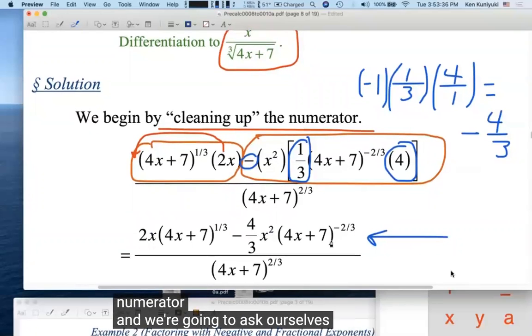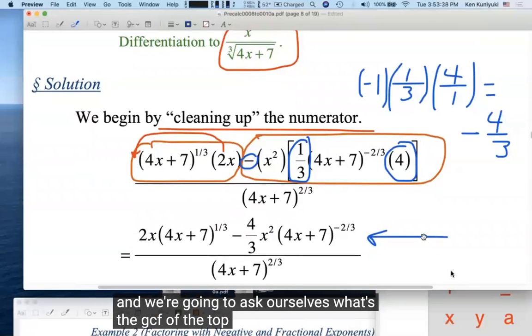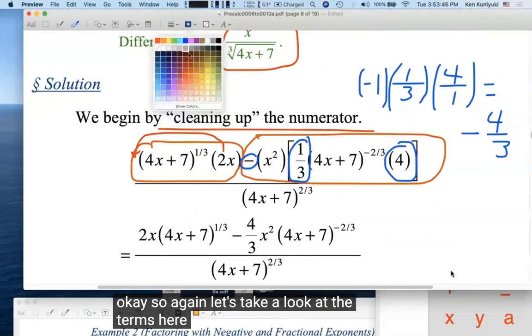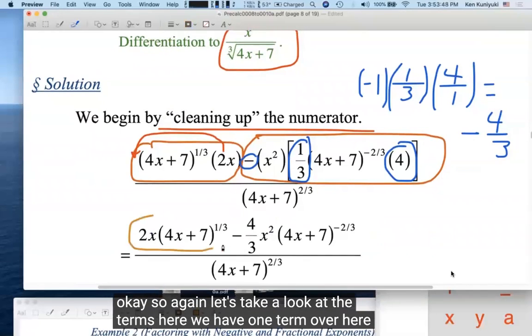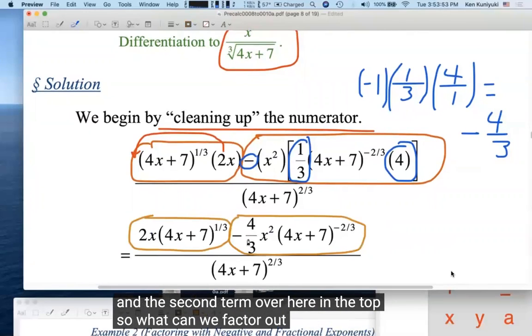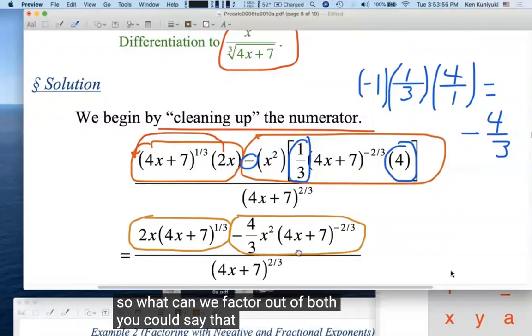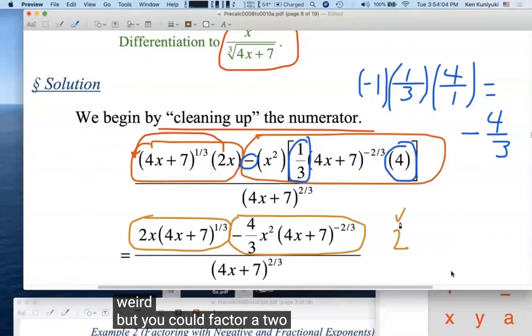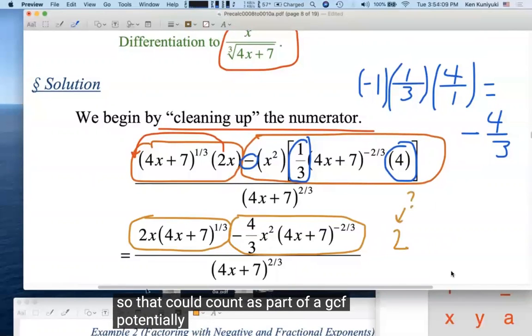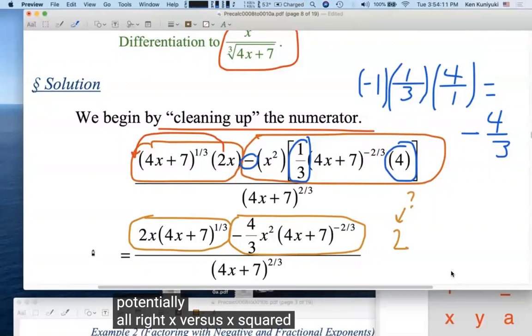And we're going to ask ourselves, well, what's the GCF of the top? Okay, so again, let's take a look at the terms here. We have one term over here, and the second term over here in the top. So what can we factor out of both? You could say that we can factor a 2 out of both, although the 4/3 here is a fraction, so that's a little weird, but you could factor a 2 out of both, so that could count as part of a GCF, potentially.